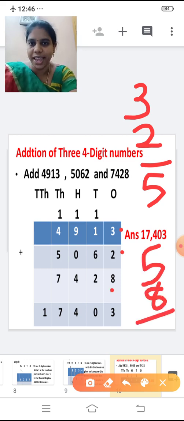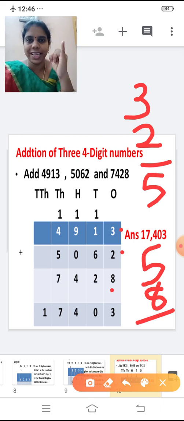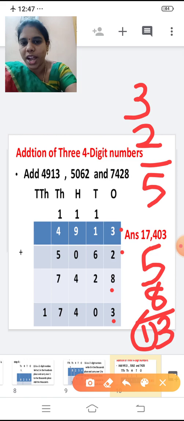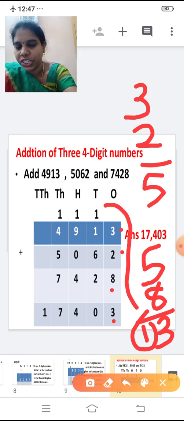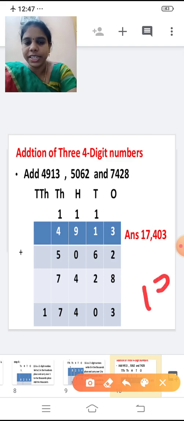So add 5 plus 8 now. 5 in the mind, I am going to add 8 numbers. 6, 7, 8, 9, 10, 11, 12, 13. 13 is a 2-digit number. What you have to do? Write 3 in the ones place and this 1 I am going to carry forward. So 13, 3 I am writing here, 1 I carry forward.